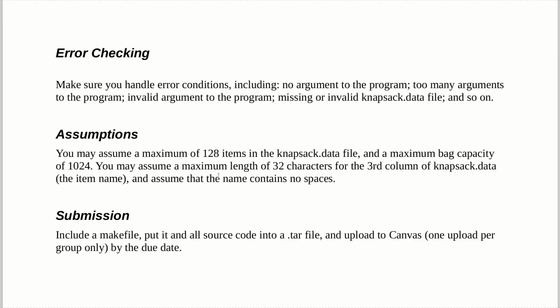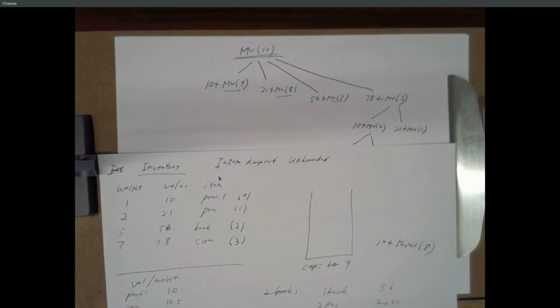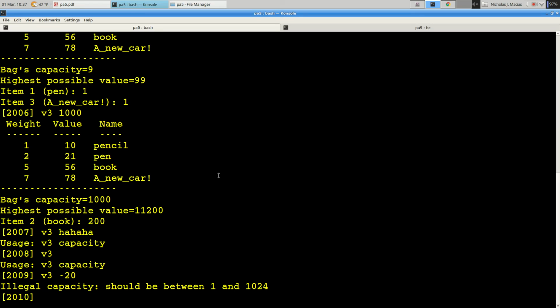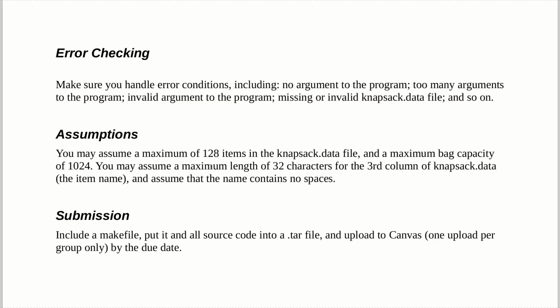The name of the item is limited to 32 characters, so you don't have to use mallocs or char stars. You can make it a char bracket 33, right? 32 characters and a null terminator. There are no spaces in the name of the item, so you can scanf with a %s. %s normally stops when it gets to a space, but if your inventory includes a new car, it's going to be underscore new underscore car exclamation mark, no spaces. So regular %s will ingest that nicely.